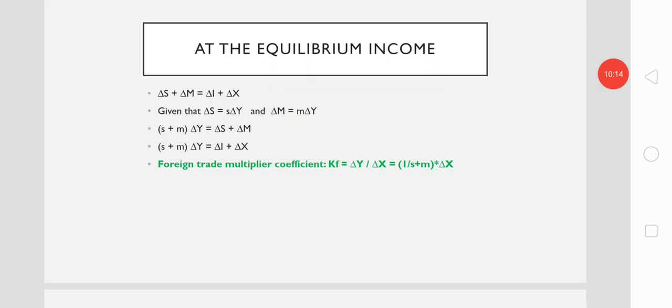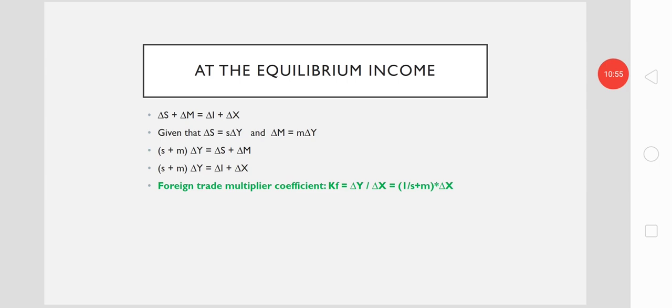As long as the values of S and M are higher, the value of the foreign trade multiplier will be lower. That means there is an inverse relation between S and M and the foreign trade multiplier. So, in order to have a higher foreign trade multiplier value, the marginal propensity to save and import must be lower.